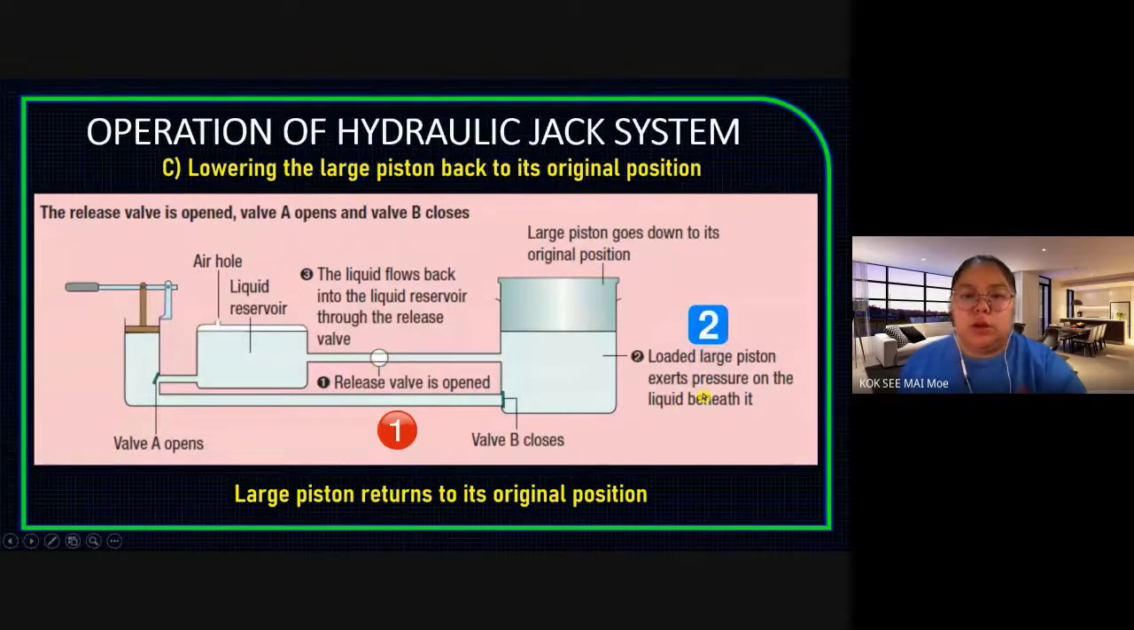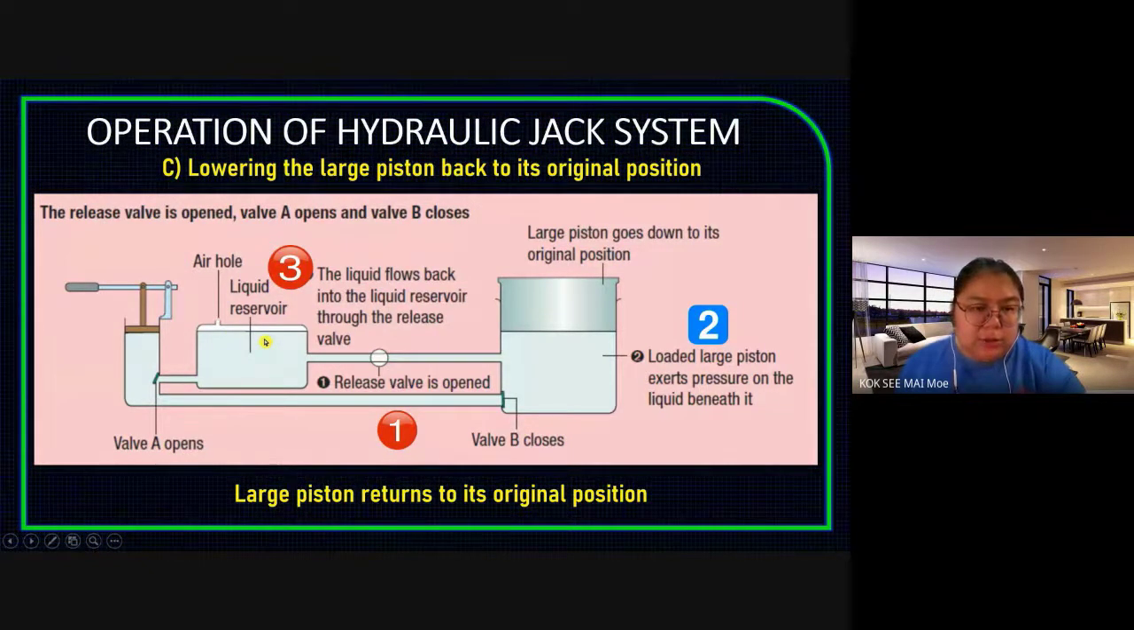Okay, number 2, the load on the large piston exerts pressure on the liquid beneath it. Now the load is acting down. When it's acting down, the liquid has pressure. Where does the pressure go? Valve B is already closed, so it cannot go to valve B. It can only go to the release valve. So number 3, the liquid flows back to the liquid reservoir through the release valve.